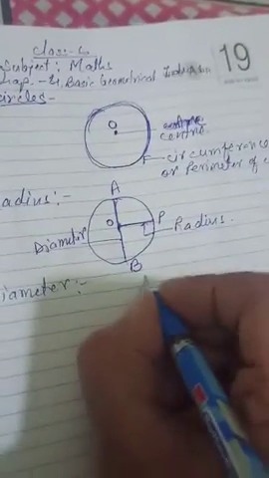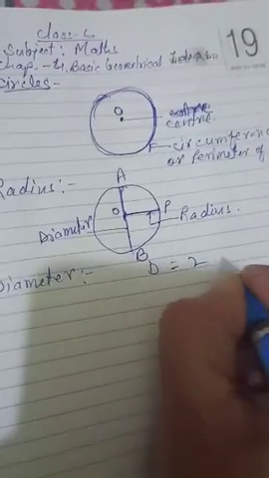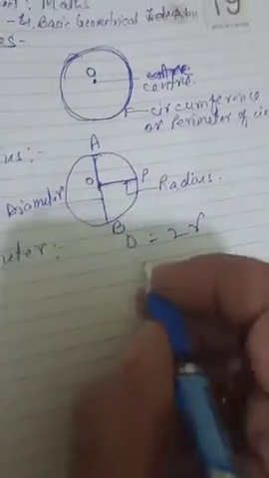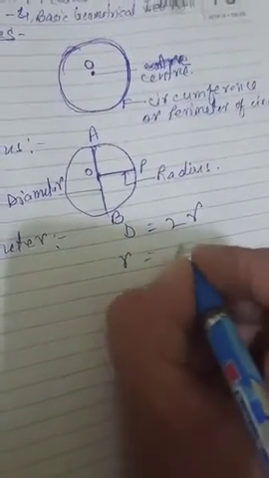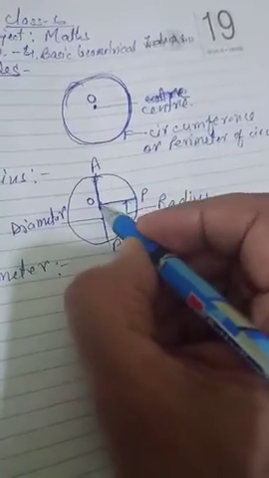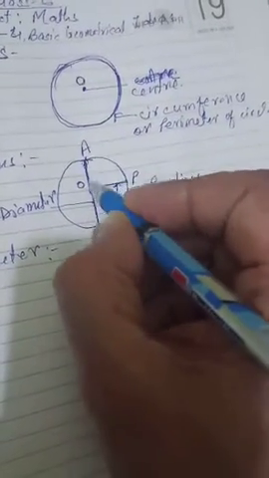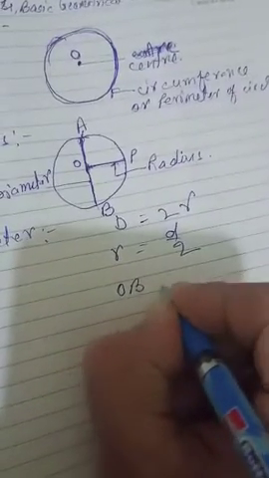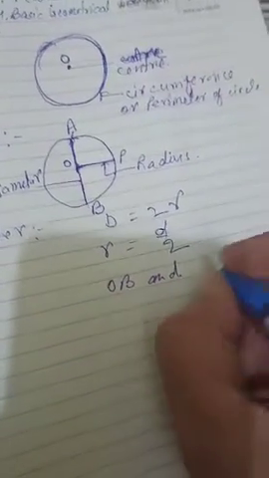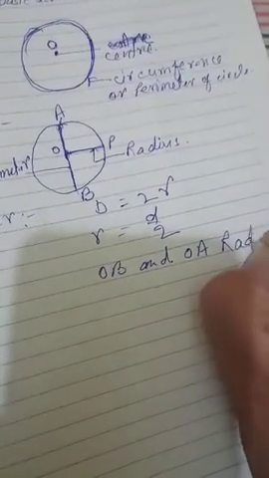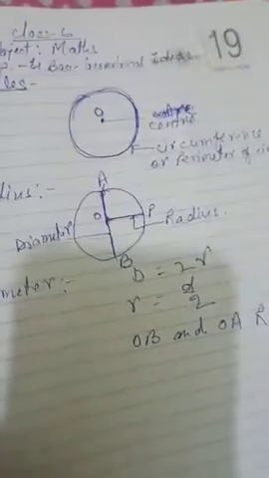So diameter is equal to 2 radius. D is equal to 2R. So R is equal to D by 2. It means one diameter is divided into two parts, OB and OA. This is called the radius. So, students, did you understand these things?